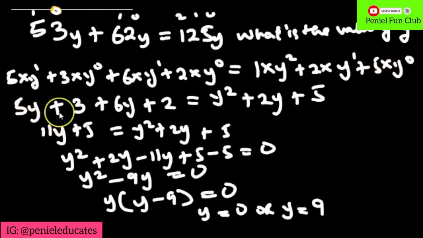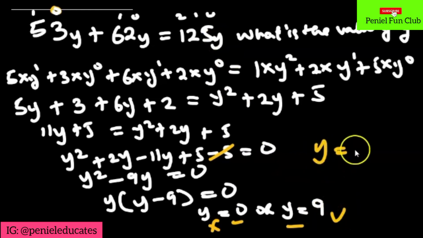So if you do that, this one will be 5y plus 3, and this 6y plus 2, so we have 11y plus 5. This one we have y squared plus 2y plus 5. Taking 11y plus 5 to the other side, we have y squared plus 2y minus 11y plus 5 minus 5, which equals 0. Then you have y squared minus 9y equals 0, which factorises to y times (y minus 9). So y can be 0 or 9. We know that y cannot be 0 because a base cannot be 0, so you can only have 9. That means y is equal to 9.